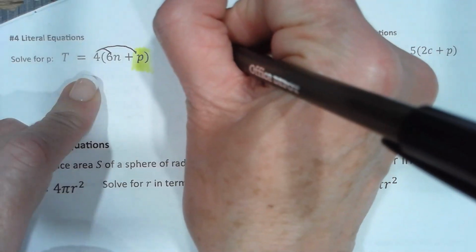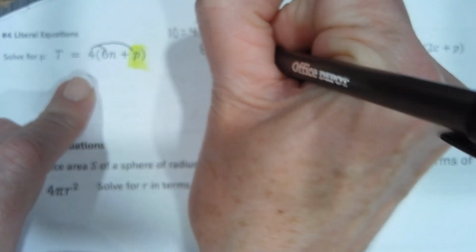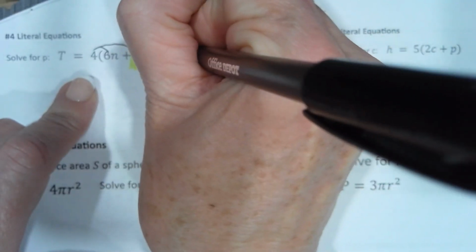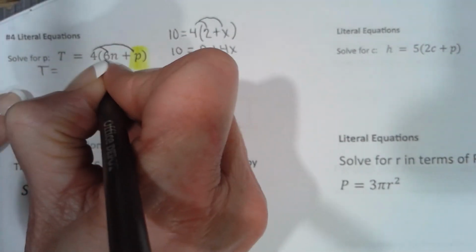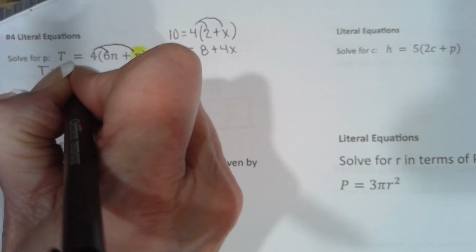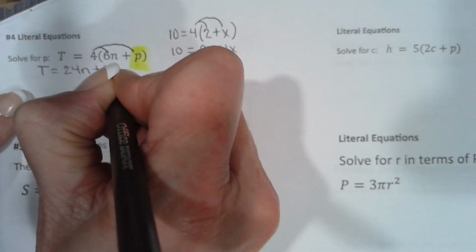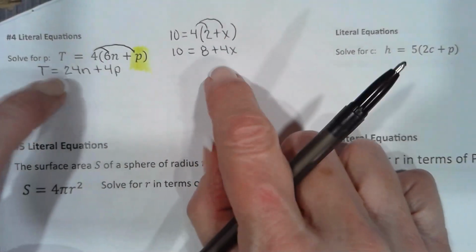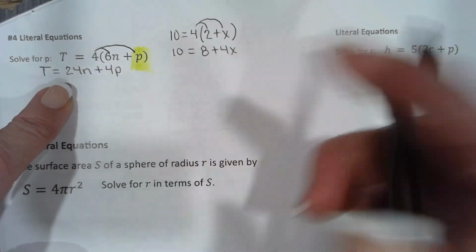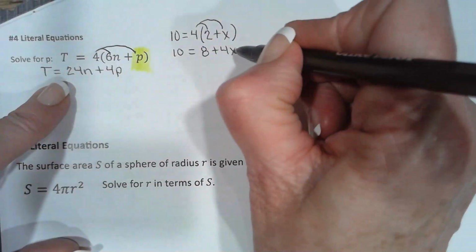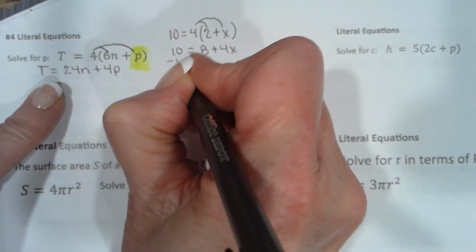So here I would distribute 4 times 2 and get 8. Distribute 4 times x and get a positive 4x. Okay? So here I'm going to do the same thing. 4 times 6n is 24n, and 4 times p is a positive 4p. So notice we're following the same things as solving linear equations. Okay, next. The next thing, if we were solving for x, is you would tell me we're going to subtract 8 on both sides.